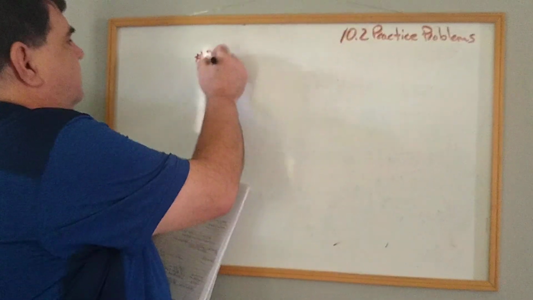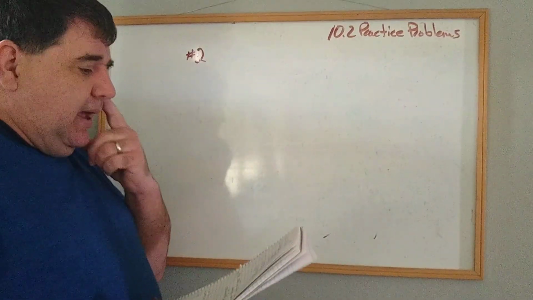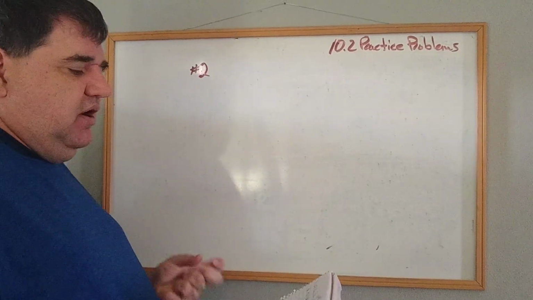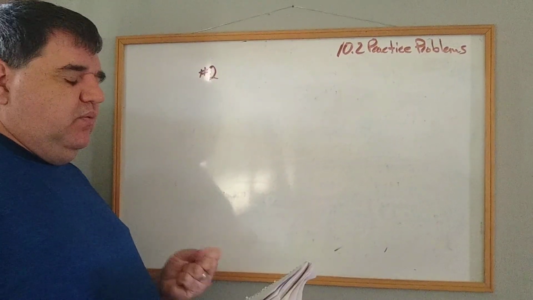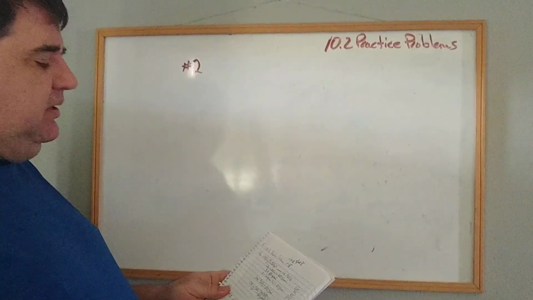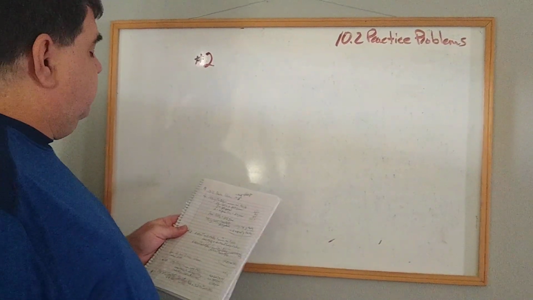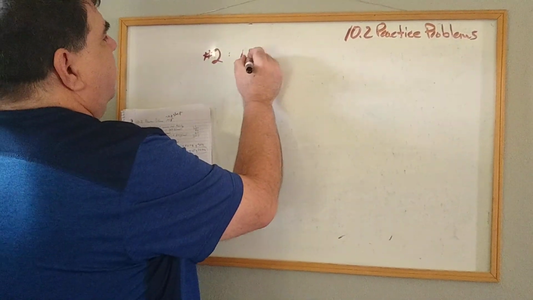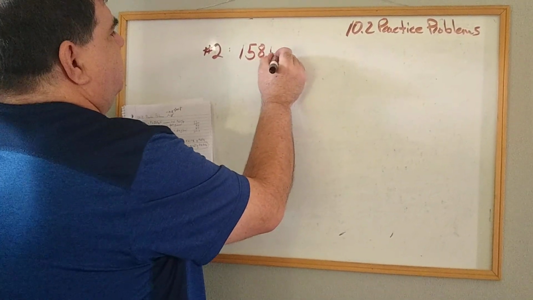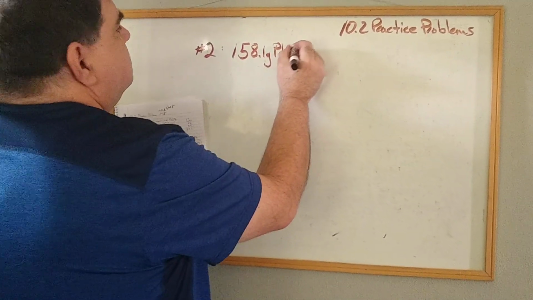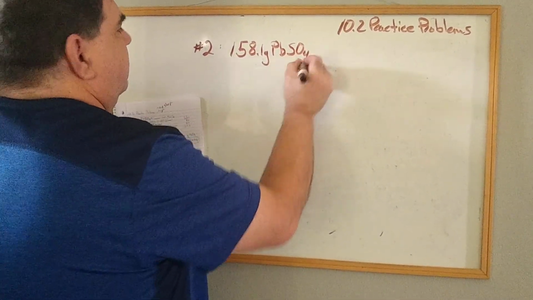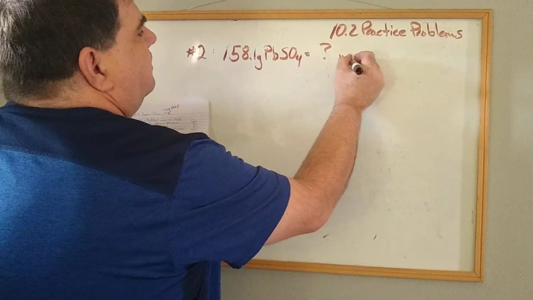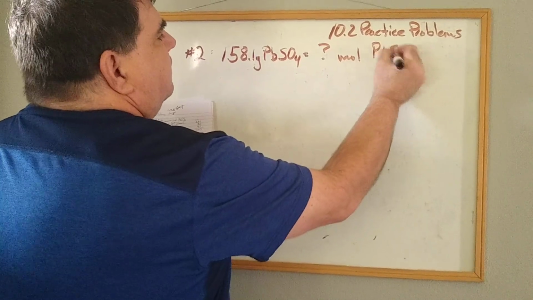Number 2, it wants to know how many moles of lead-2 sulfate are there in 158.1 grams of lead-2 sulfate, PbSO4. Okay, so we write that out just like we have in our problems before. Write out what we know. 158.1 grams of PbSO4 is equal to, question mark, moles of PbSO4.